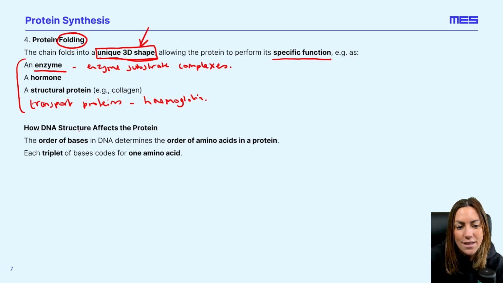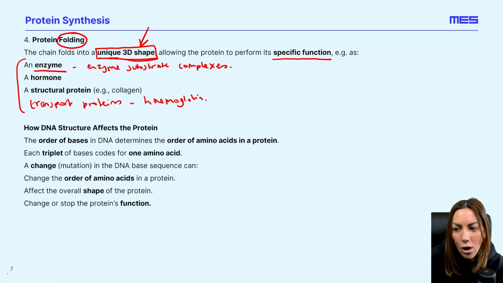So let's link this all together then. How does DNA structure, or the order of bases in DNA, affect the protein? I'm going to say it one more time so we definitely remember this sentence. The reason DNA is linked to protein is because the order of bases in DNA determines the order of amino acids in a protein. And we know that each triplet, or each set of 3 bases, codes for 1 amino acid. What this means is if there's a change in the DNA base sequence, which we call a mutation, that is a change in the order of bases.